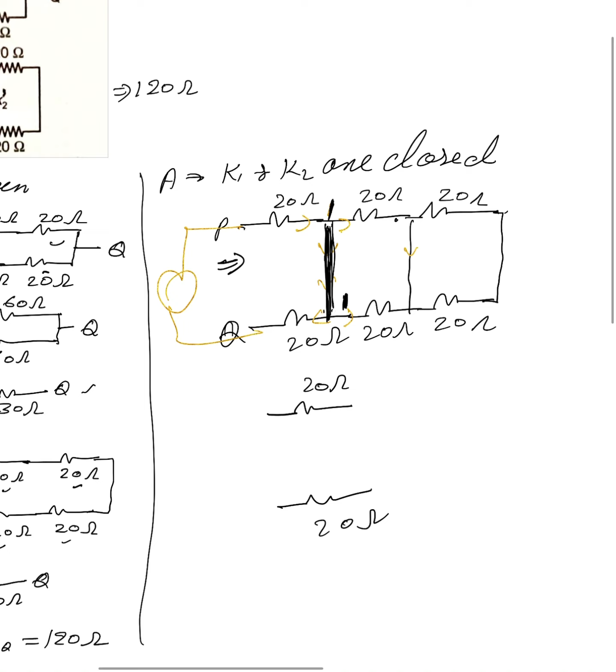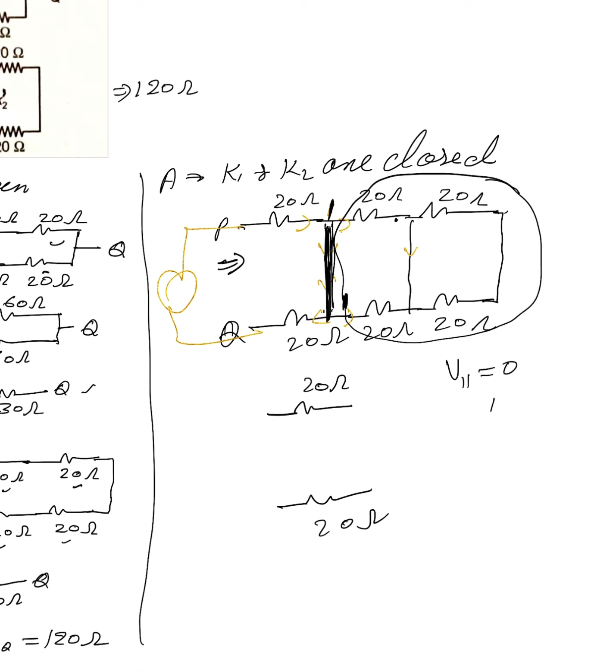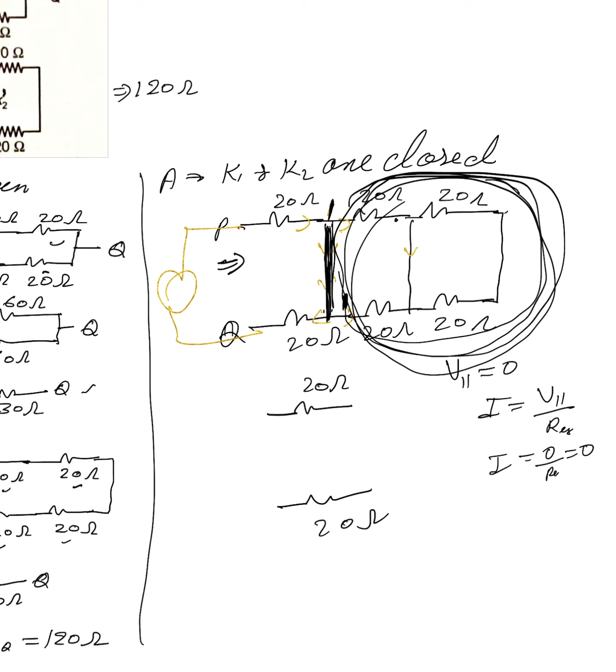Voltage difference between these two is 0. So whatever the equivalent resistance, what about current? 1 divided by whatever equivalent resistance, that is 0 divided by resistance, that is 0 current. It means this whole resistance behaves as a dummy resistance, because no current flows. So only this and this, these two, are involved in the equivalent resistance.